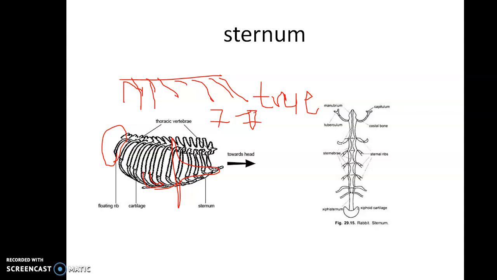8th and 9th will join with the 7th, so they are called indirect ribs. The remaining 3 do not attach to the sternum, hence they are called floating ribs. What is sternum? Sternum is the breastbone. It is long, narrow, segmented. This is the sternum.